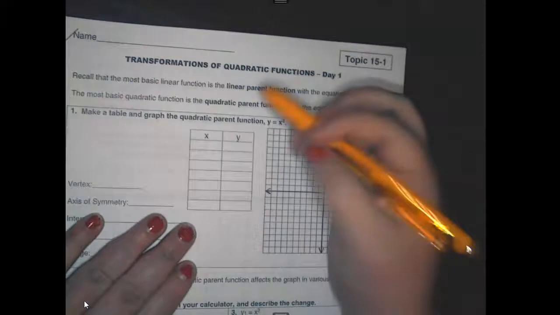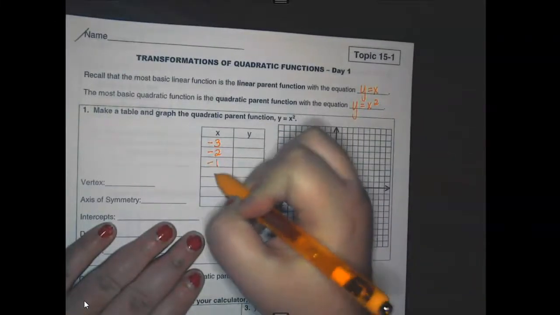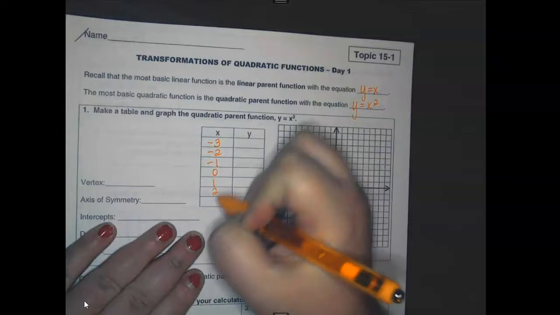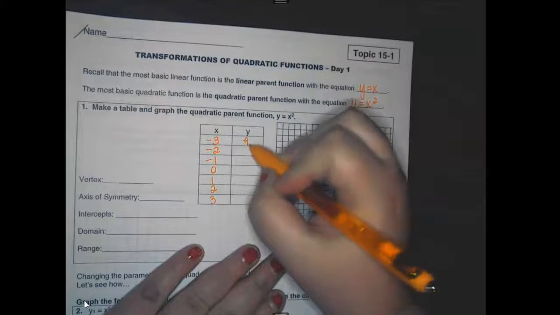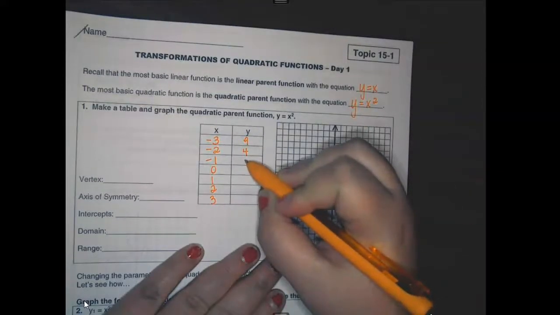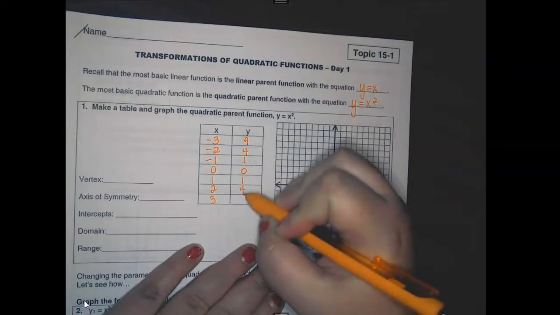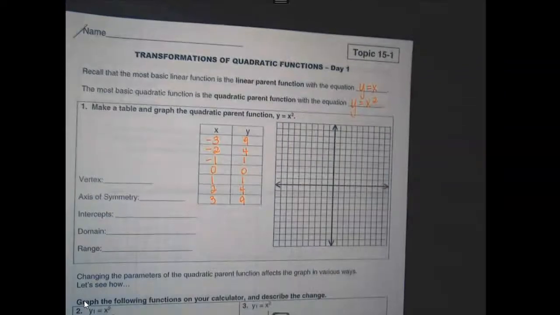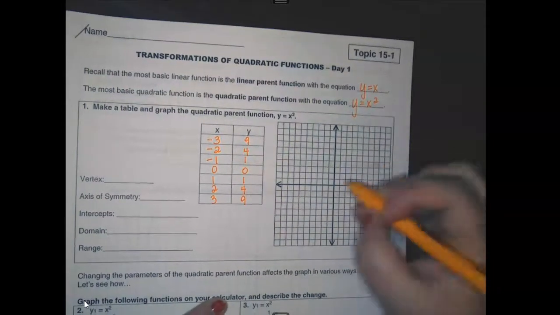So we're going to make a table. As I told y'all, I like to have a couple negatives and a couple positives. I also happen to know where my vertex is going to be, so I make sure that I've included that in my numbers. Alright, so when I take negative 3 and I square it, I get 9. Negative 2 squared is 4. Negative 1 squared is 1, and so forth. And then I'm going to plot those points.